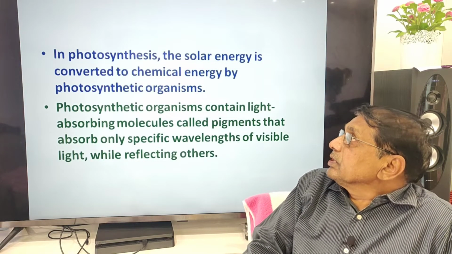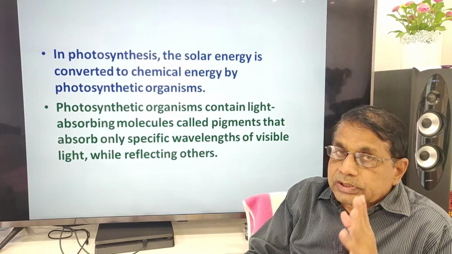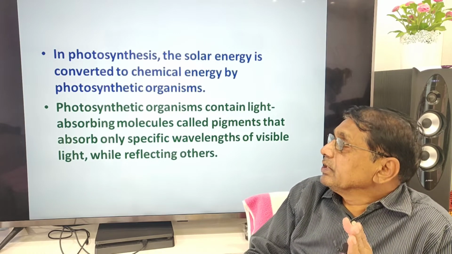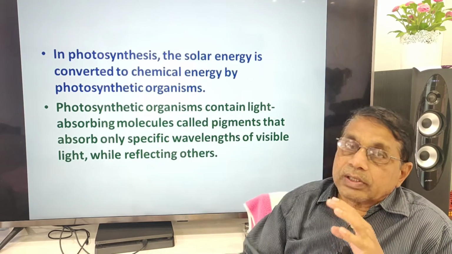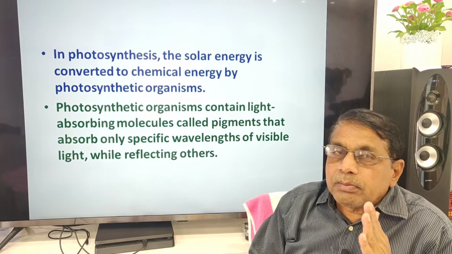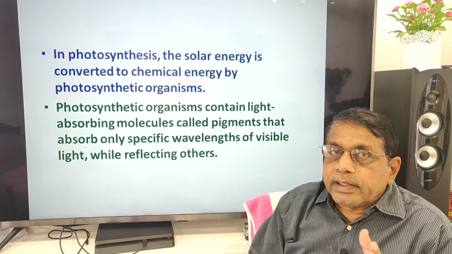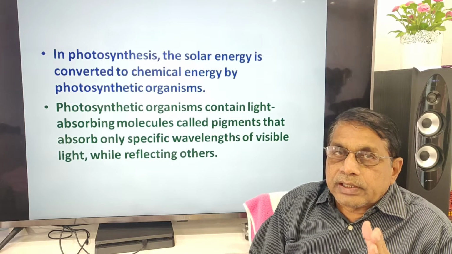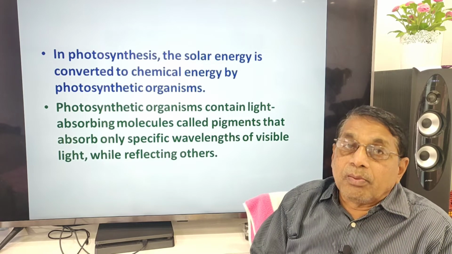In photosynthesis, the solar energy is the energy present in the sunlight. Solar energy is converted to chemical energy by photosynthetic organisms. This is the unique feature of the green plants. They are able to convert the light energy present in the sunlight into chemical energy, a form of energy utilizable by the living organism.